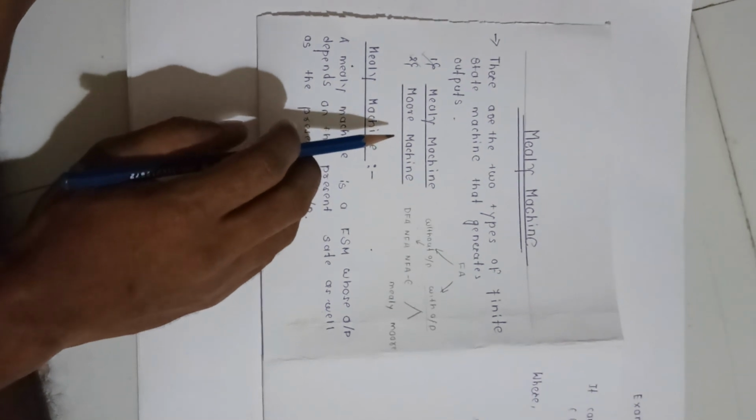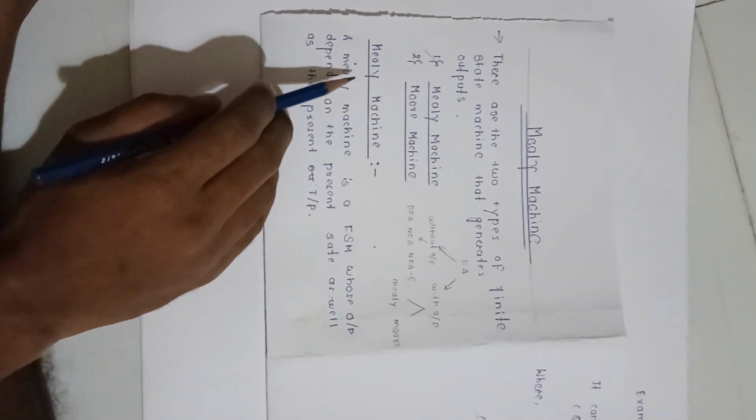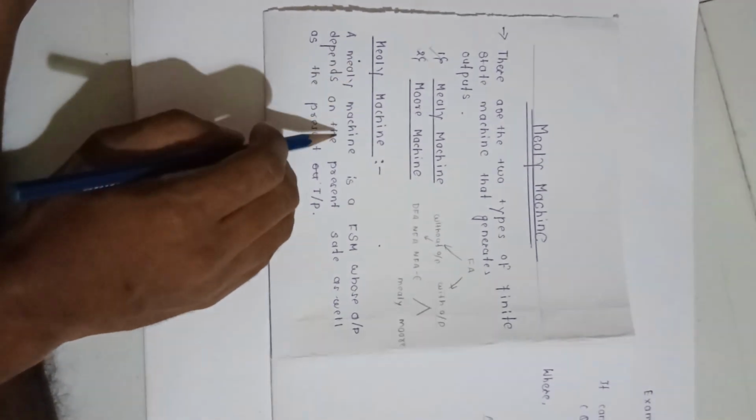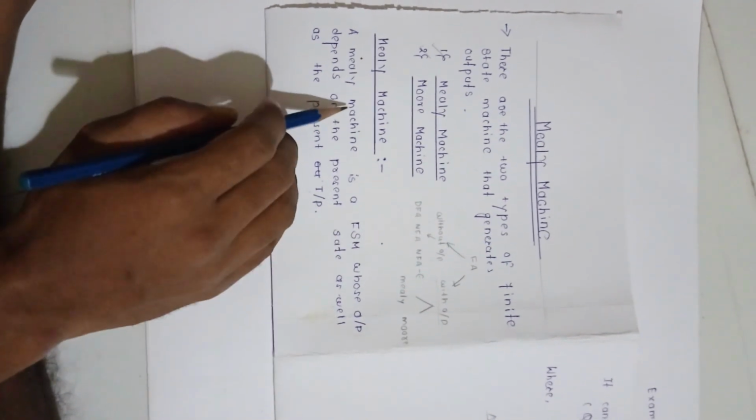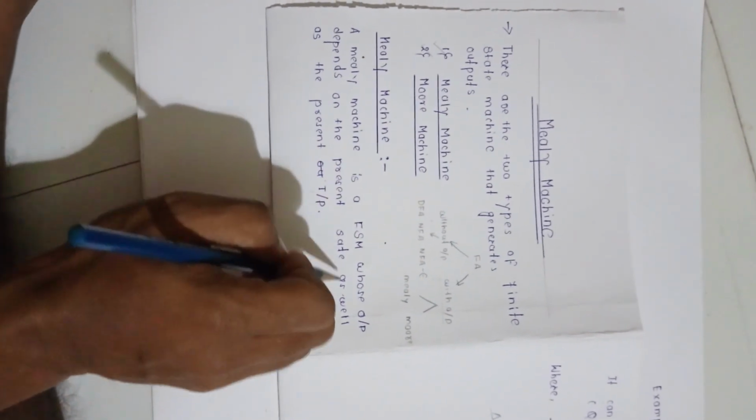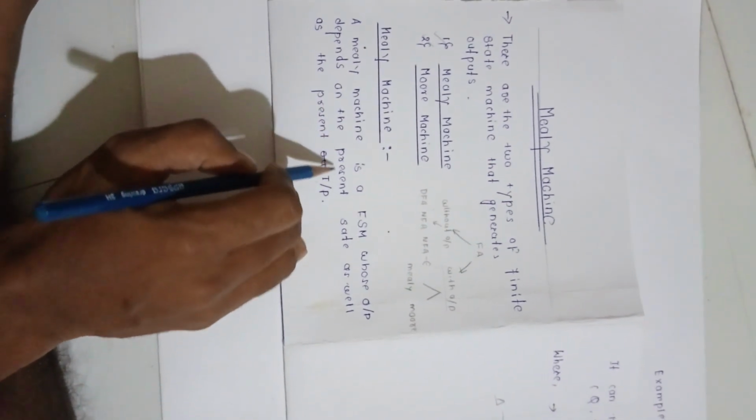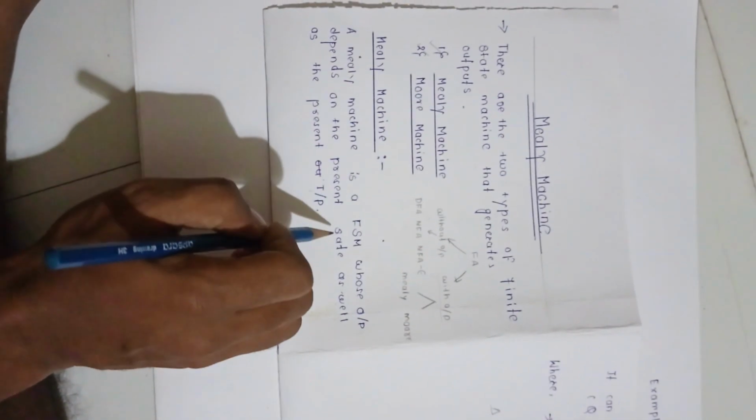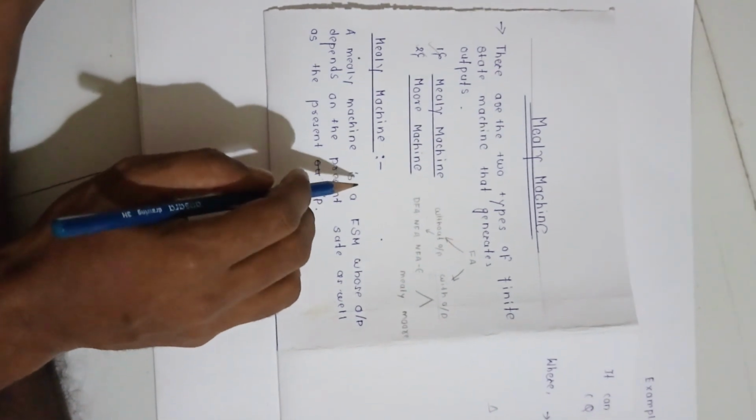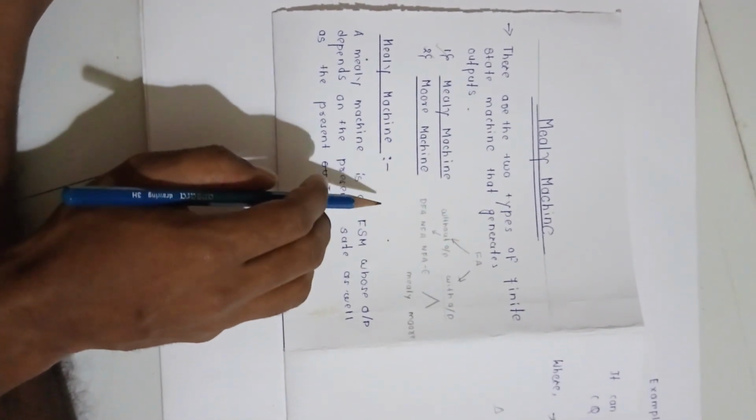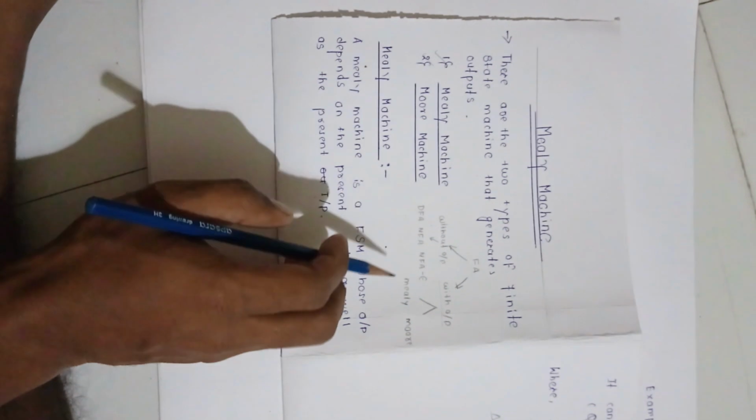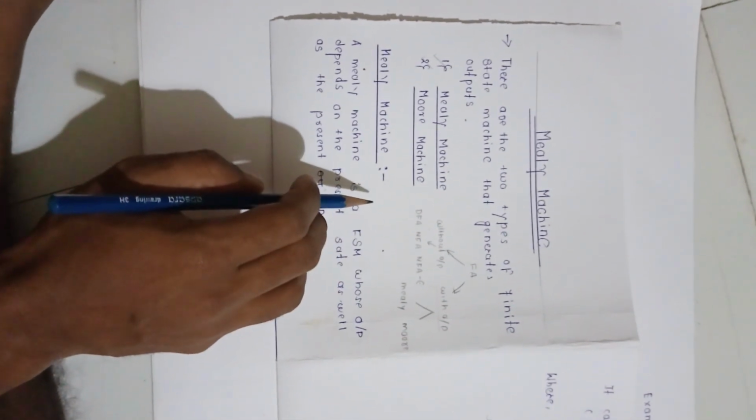A Mealy machine is a finite state machine whose output depends on the present state as well as the present input. Two points are important here: the present state and the present input. So the output depends only on the present state as well as the present input.